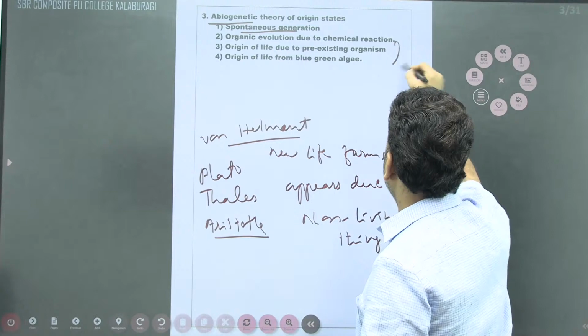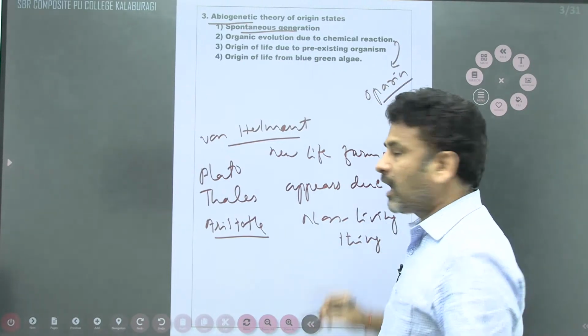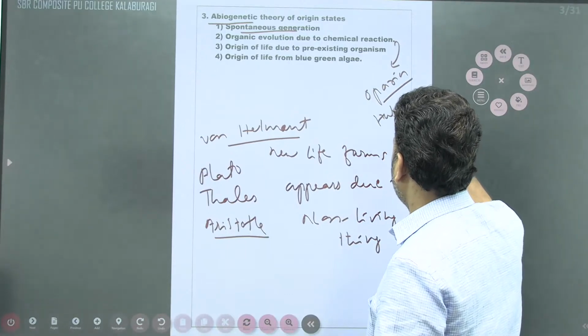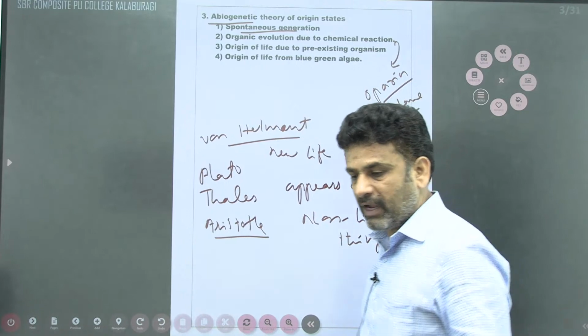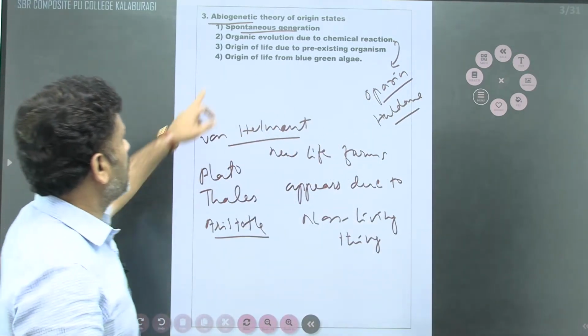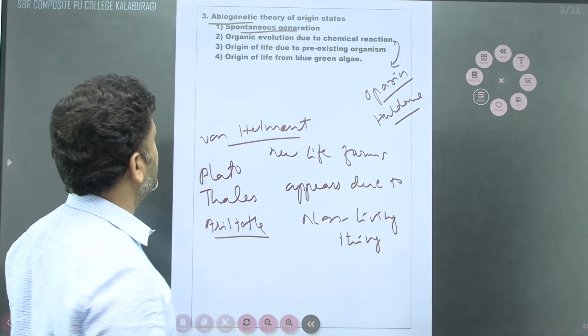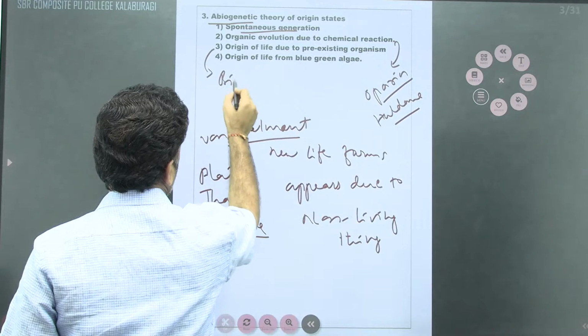This organic evolution due to chemical reaction was explained by the scientist called Oparin, and not only Oparin but also Haldane. Oparin and Haldane explain the origin of life by chemical reaction. Next, the origin of life due to pre-existing organisms is called the biogenesis theory.